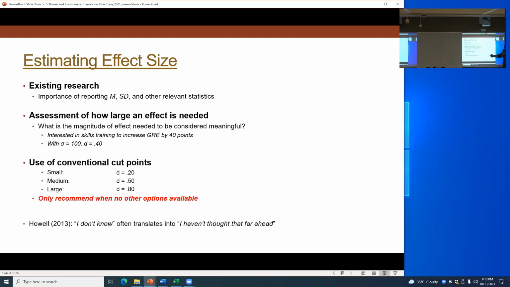Okay. So Howell says, I don't know, often translates into, I haven't thought that far ahead. I think it often translates into, I didn't try, or I didn't think about it, or it was anxiety provoking for me to think that I might need 500 people in my study in order for it to be adequately powered, right?